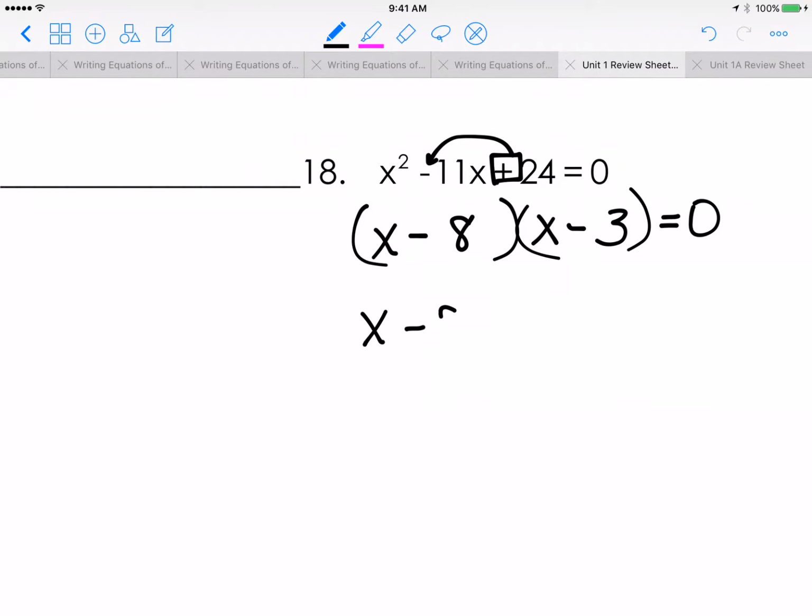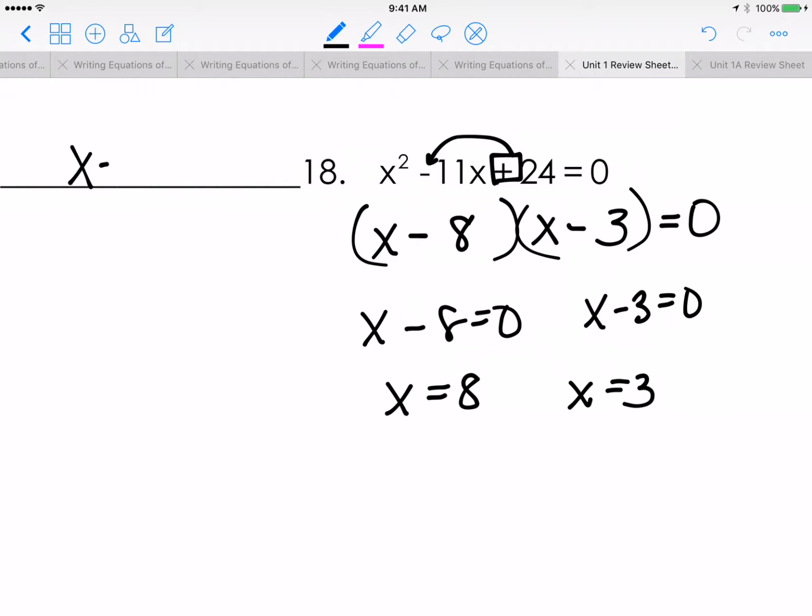So set those equal to 0. So x will equal 8. X will equal 3. So x equals 3, 8. Let's try my brackets a little better here.